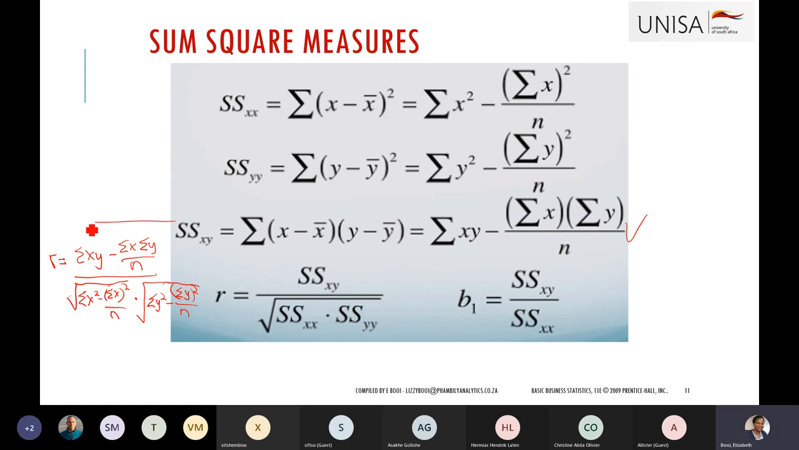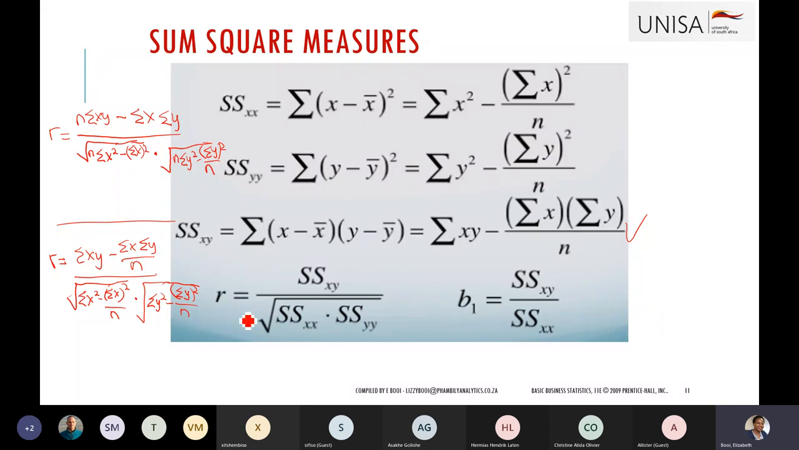The formula will look like this, or the formula can look like this. So there are different ways. Don't get alarmed when you see different formulas. They look different, but they calculate the same thing. R is equal to N times the sum of XY minus the sum of X times the sum of Y, divided by the square root of N times the sum of X squared minus the sum of X, squared, times the square root of N times the sum of Y squared minus the sum of Y, squared.